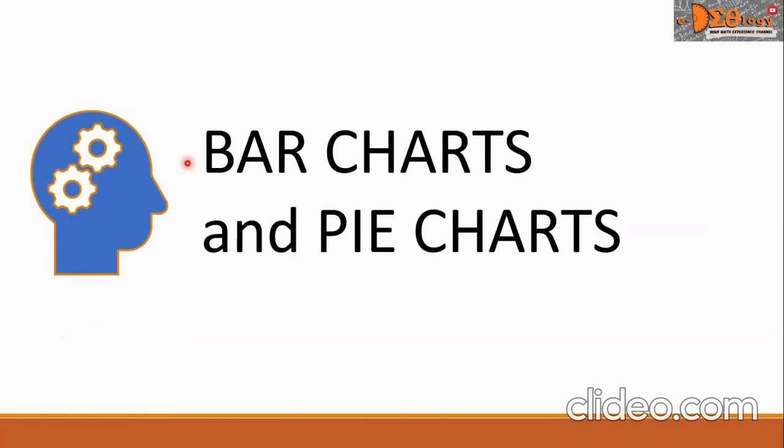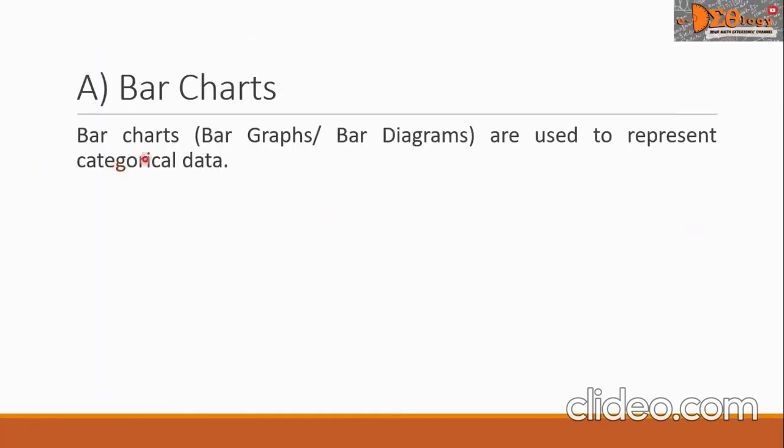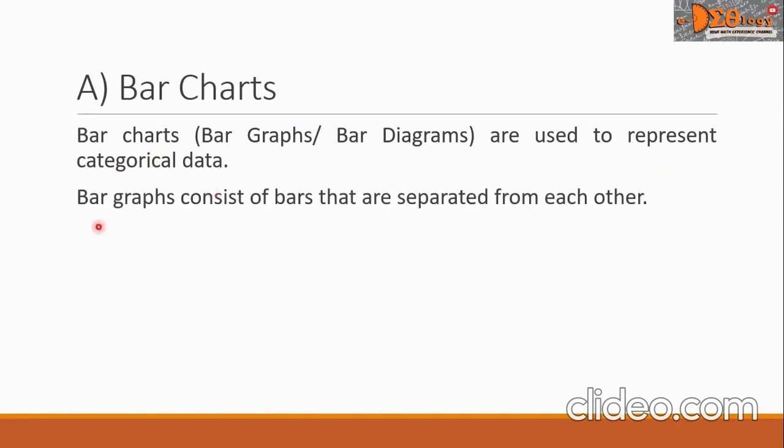Today we're going to study bar charts and pie charts. Let's begin with bar charts. Bar charts, or sometimes called bar graphs or bar diagrams, are used to represent categorical data. Bar graphs consist of bars that are separated from each other.